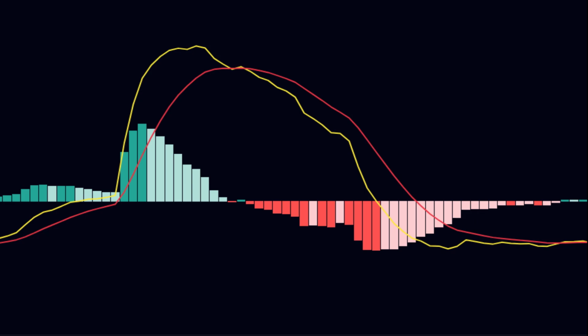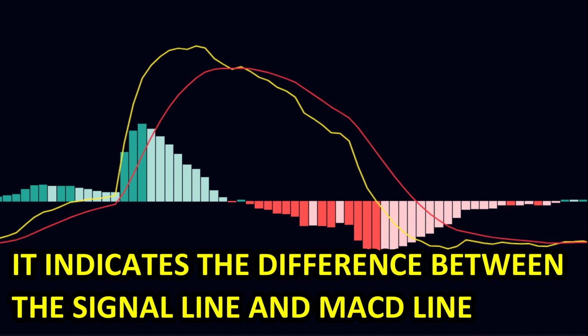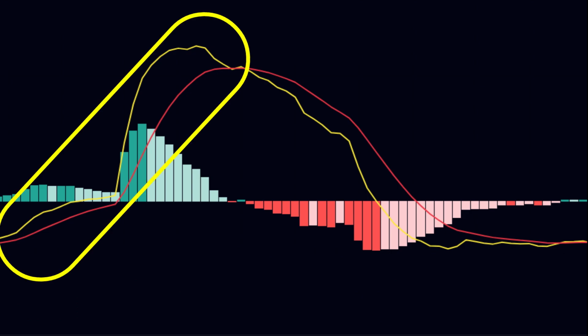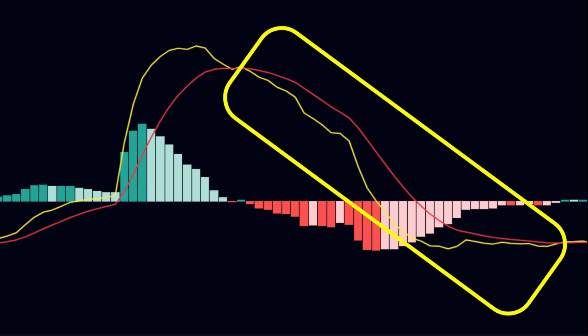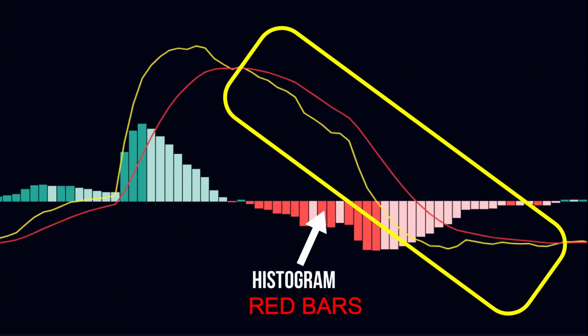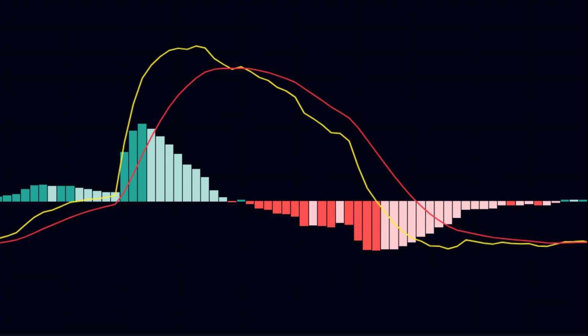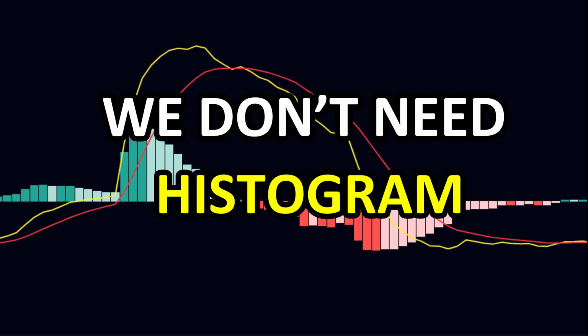Now let us understand the MACD histogram. It indicates the difference between the signal line and MACD line. Thus, when the MACD line is above the signal line, our histogram will be above the zero line, and it will show green bars. But when the MACD line is below the signal line, the histogram remains below the zero line, and it shows red bars. In many strategies the histogram is also used, but in our strategy, we don't need the histogram.